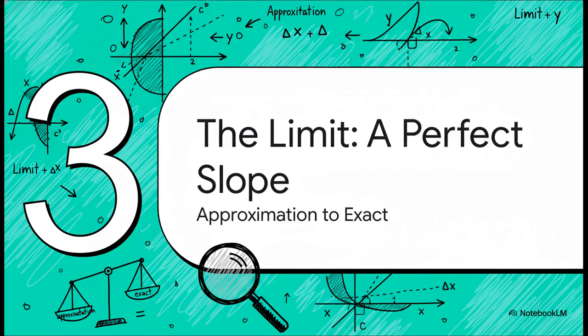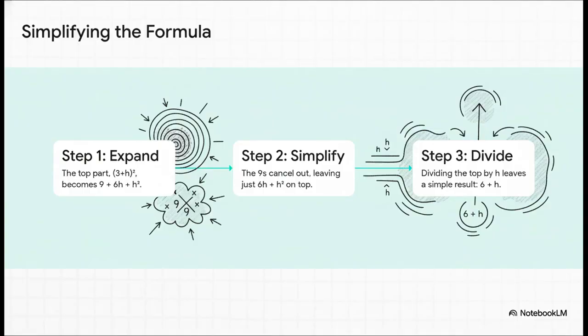Okay, so right now what we have is just an approximation. It's a good one, but it's not perfect. But here's where the magic really happens. With a little bit of algebra, we can turn this messy-looking thing into something incredibly precise. So let's clean this up. It looks complicated, but watch what happens. First, we expand that top part. Then, look at this. The 9s just cancel out. Beautiful. And since the bottom simplified to just h, we can divide everything by h, and look what we're left with. Just 6 plus h.